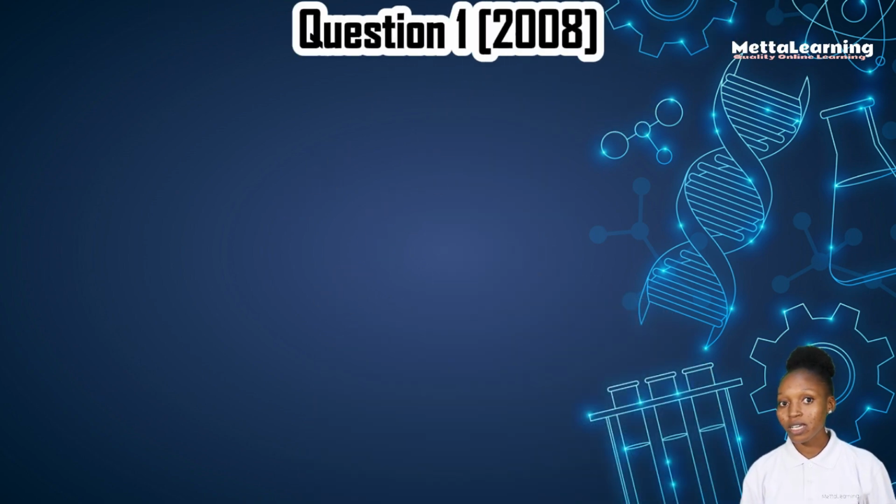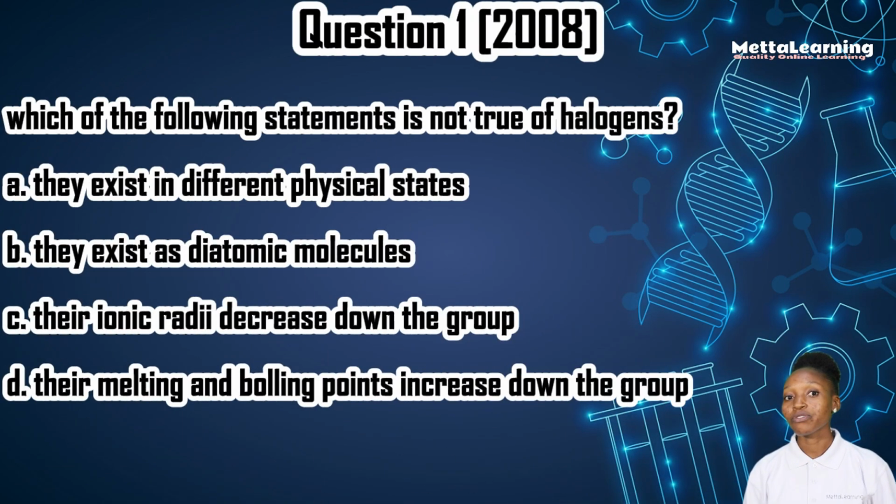In today's class, we'll be looking at WAEC chemistry past questions between the year 2008 to 2020 on the topic periodic table. Year 2008, question 37, it says, which of the following statements is not true of halogens?